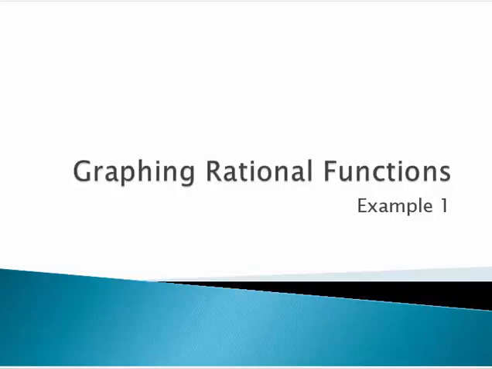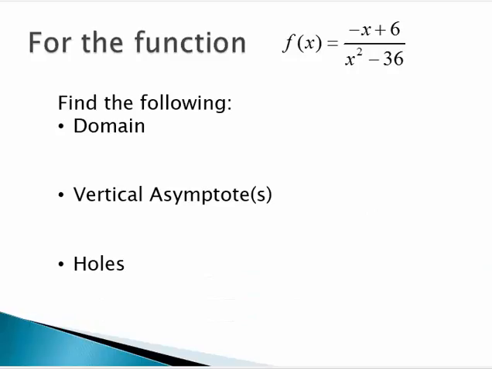In this video, we're going to graph a rational function. Negative x plus 6 divided by x squared minus 36 is a rational function. It's a ratio of two polynomials. What we need to do is find all of the following before we graph.